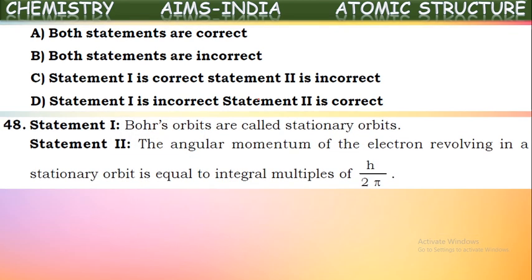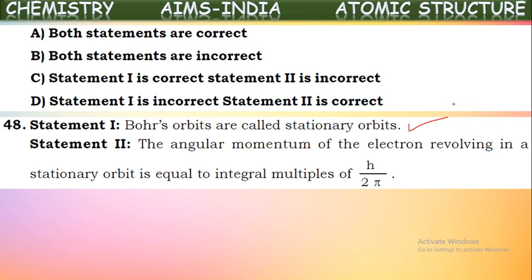Next question. Bohr's orbits are called stationary orbits. Yes, just now we have seen this. Bohr's orbits are also called stationary orbits because as long as electrons are revolving in the same orbit, they neither gain energy nor lose energy. They will have the same constant energy. That's why these orbits are also called stationary orbits.